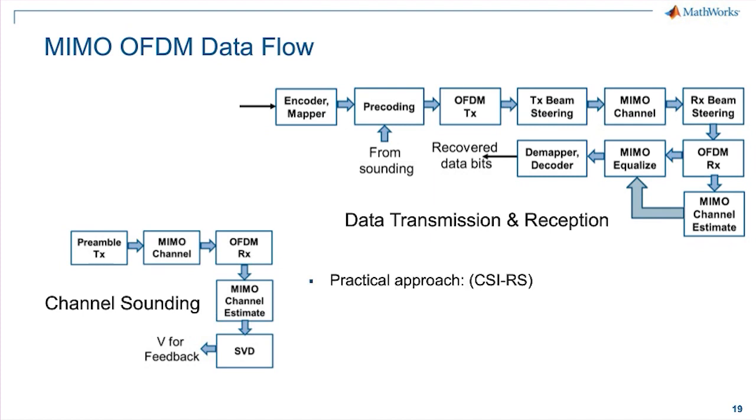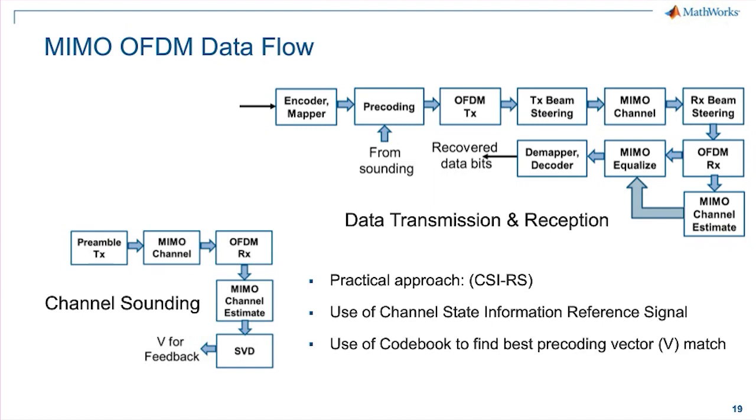Now, in a practical approach in 5G systems, it is very difficult to actually compute the channel estimate and find the SVD for everything. So when we do the channel sounding, the CSI-RS is computed at the UE, and then that channel information is reported back to the base station, and the base station uses a codebook of available best matches to find the precoding. So there are practical approaches that mimic the same theoretical background, but with much less complexity.